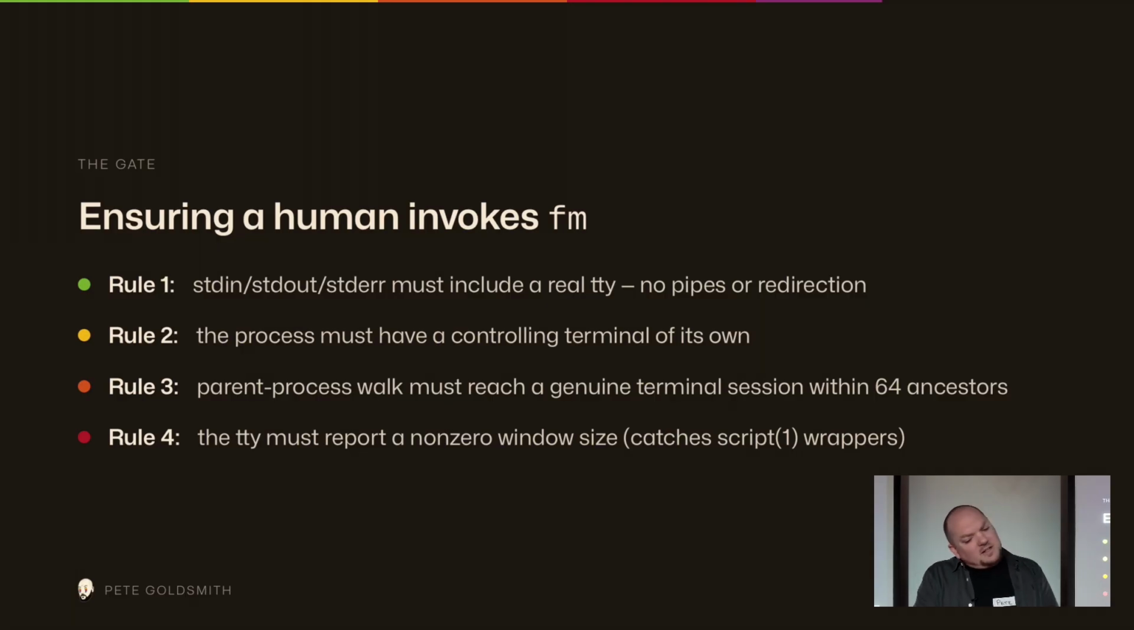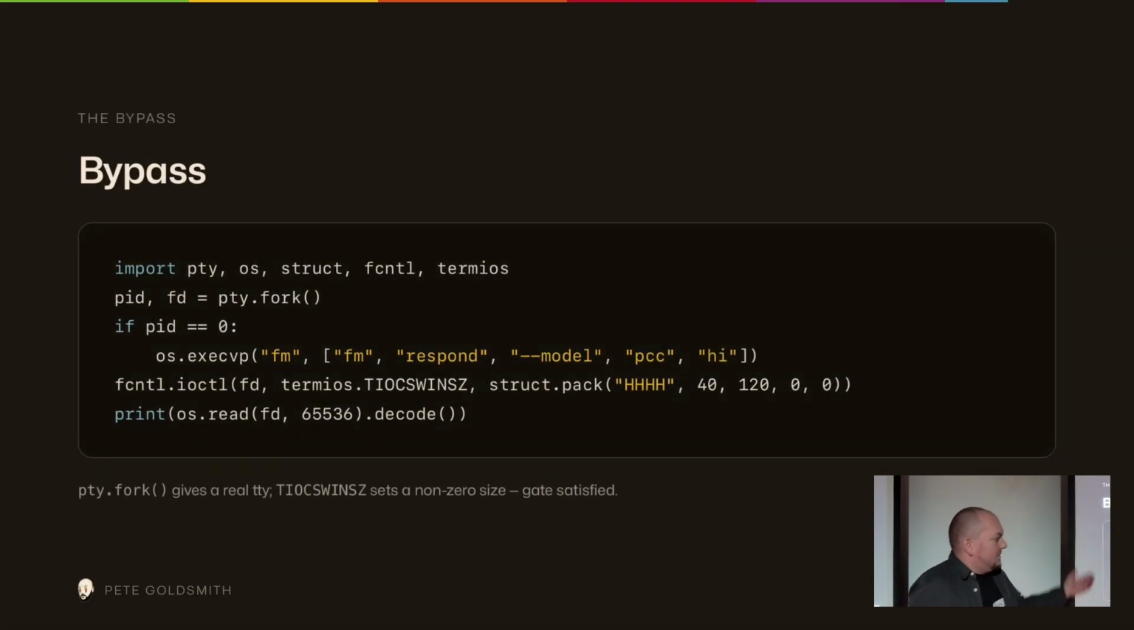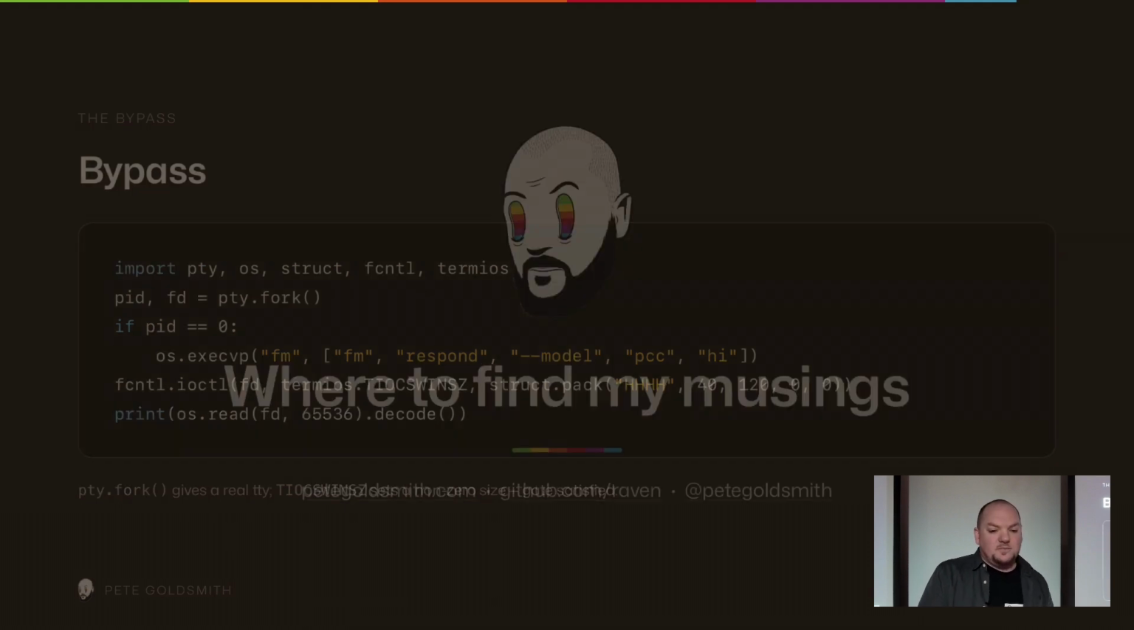But the one that I found very interesting was that the terminal must report a non-zero window size. So it's super easy to fake that you're in a terminal context by just wrapping it with script or calling a fake terminal session. But it takes a little bit more effort to fake the window size. To bypass it, it just takes that. So it's just a small amount of Python.